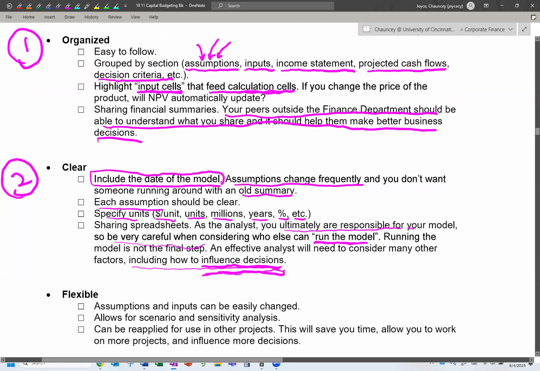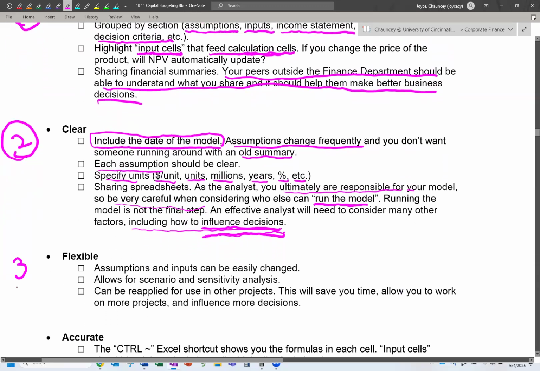So third, we want the financial model and summary to be flexible. Assumptions and inputs should be easily changed so that we can see a new output. This allows better for scenario and sensitivity analysis.